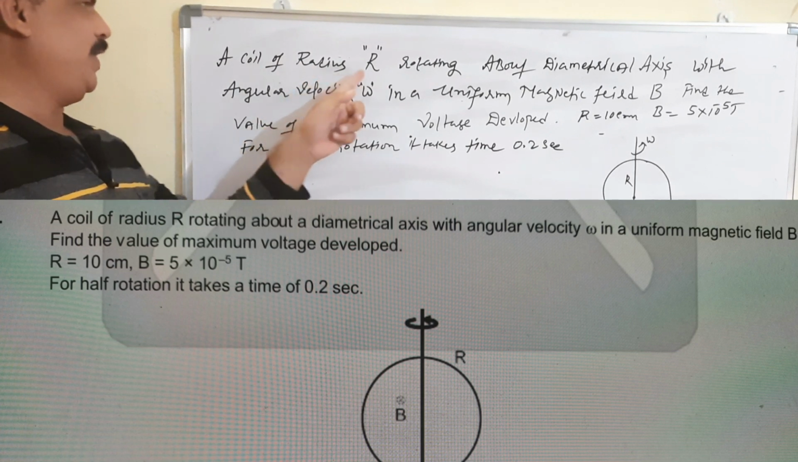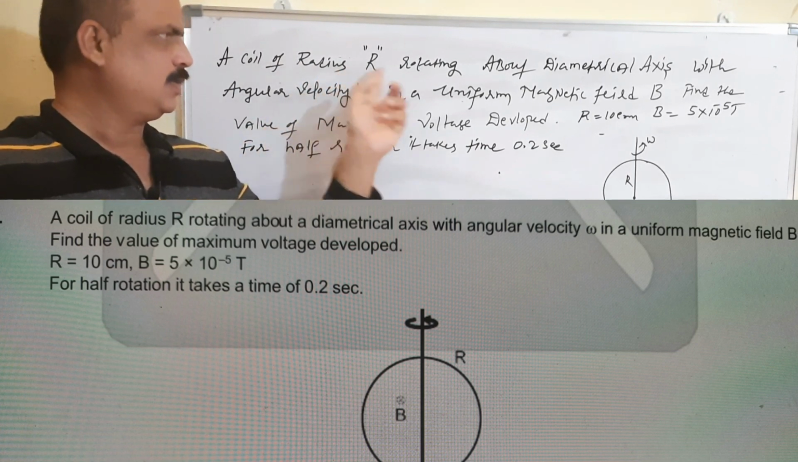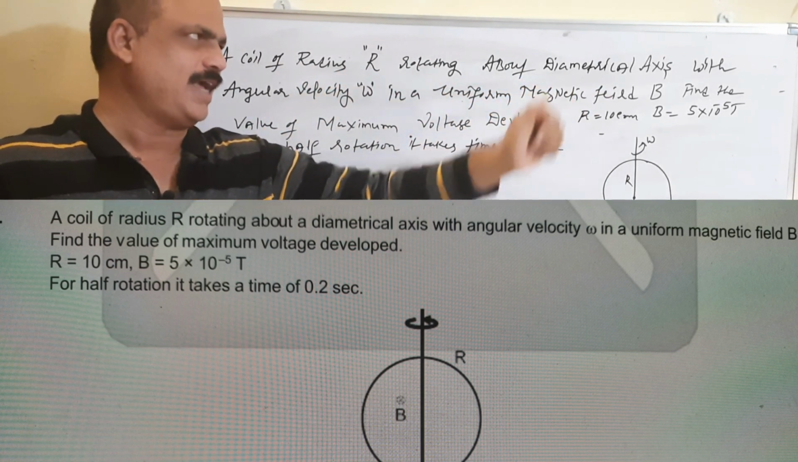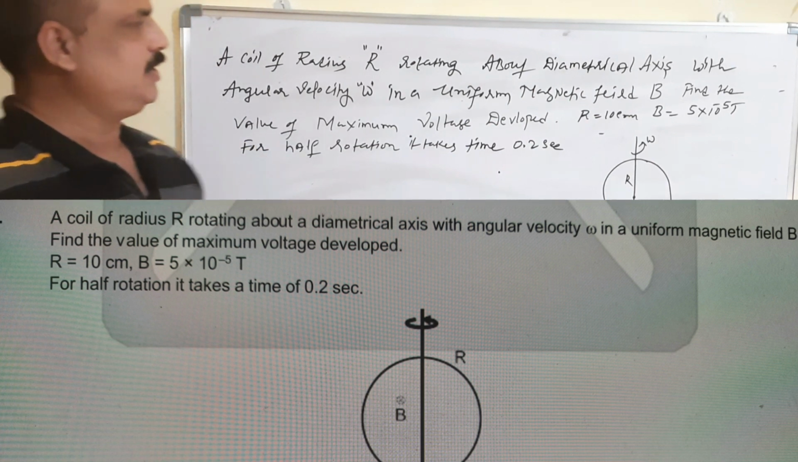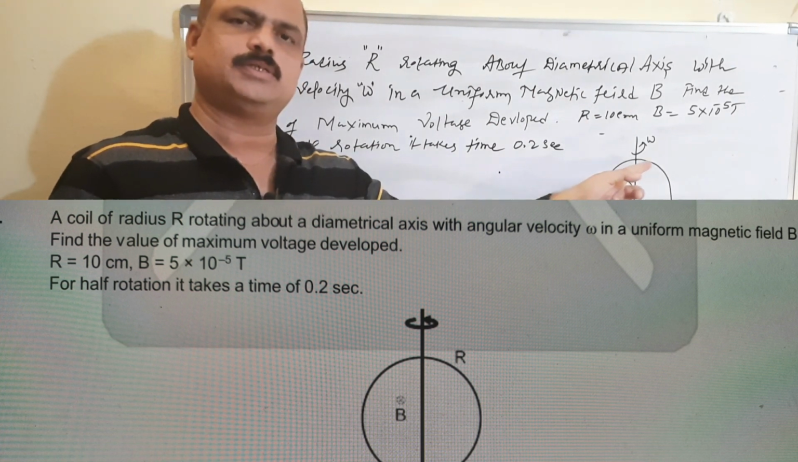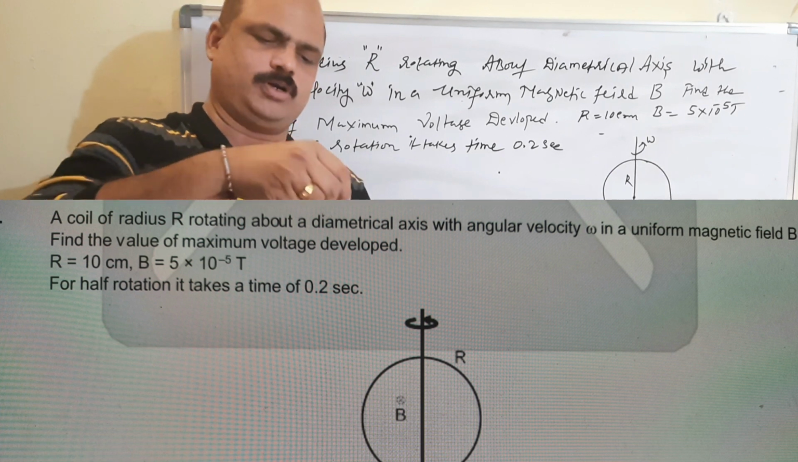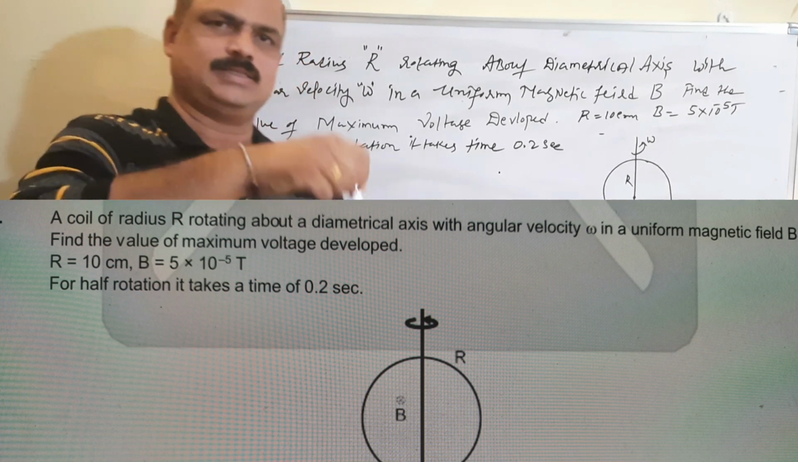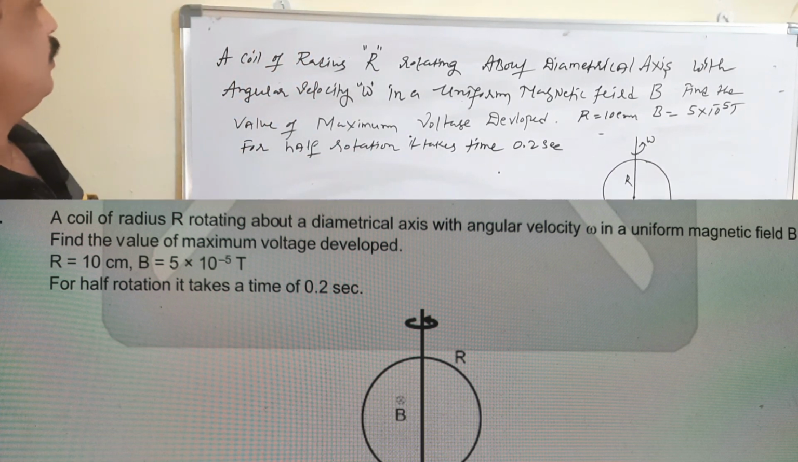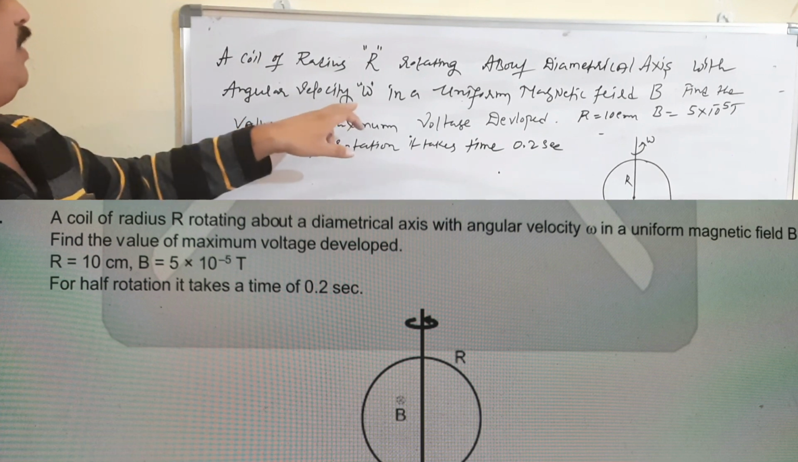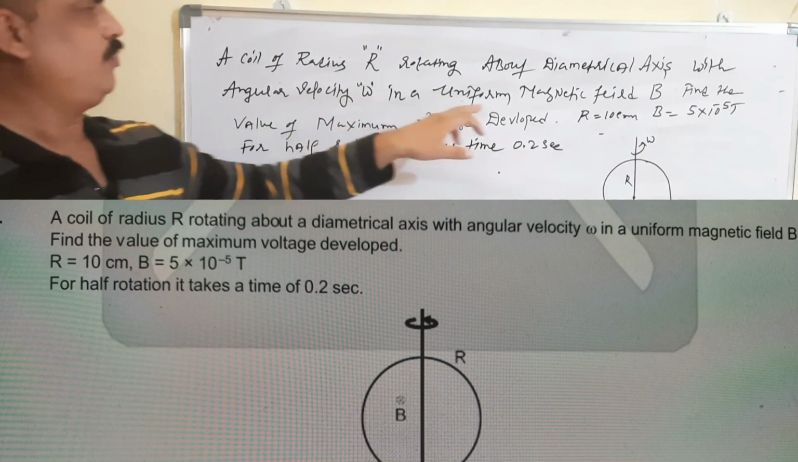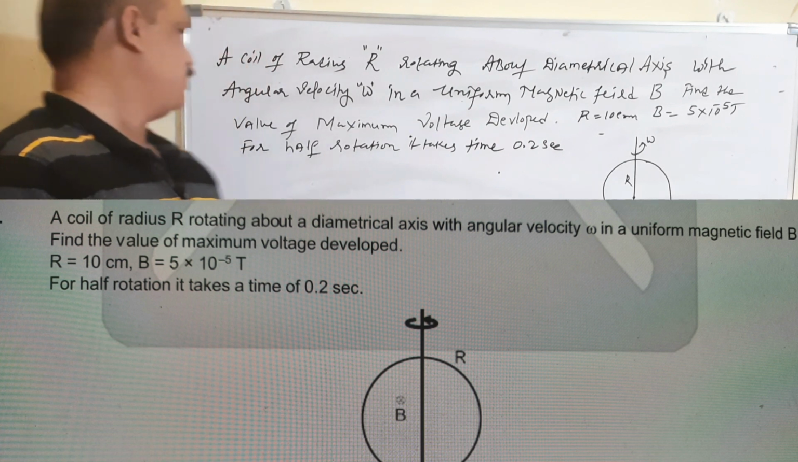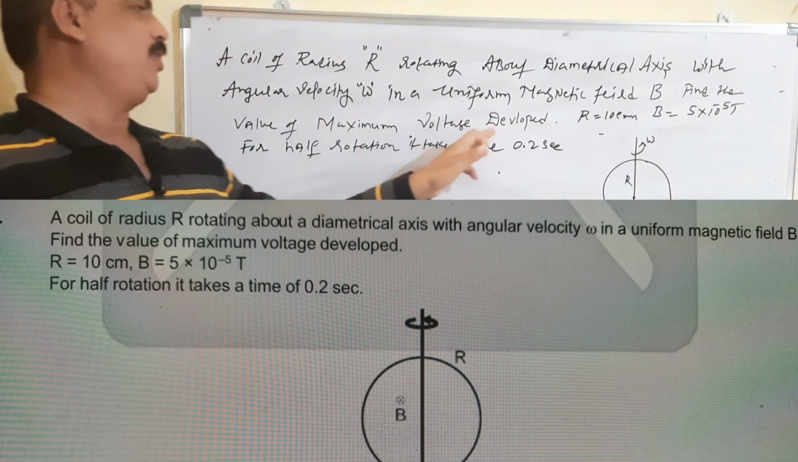A coil of radius r rotating about a diametrical axis. So this is a coil. This coil is rotated about a diametrical axis with angular velocity omega in a uniform magnetic field B. Find the value of maximum voltage developed.